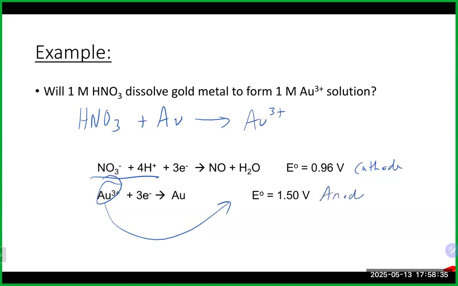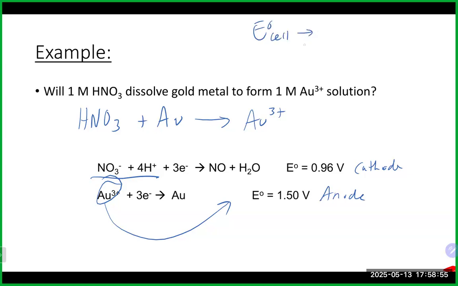So again, a reminder that if they give you information about how it's happening, just go with that information. Only go with the more positive one if you have no information about what's going on. So in this case, we're going to do our E of the cell, perhaps. Seems like a good move.